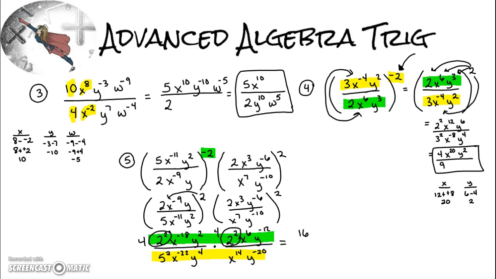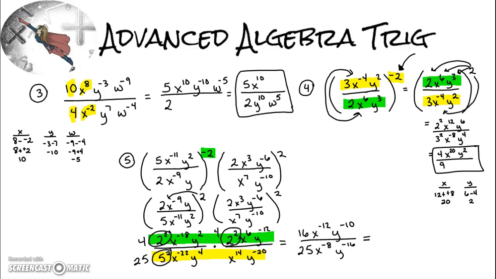Now with my x's on top, I'm adding negative 18 plus 6, that's negative 12. And with the y's, I'm adding their exponents. 2 plus negative 12 is negative 10. And then the bottom, same thing, I have a 5 squared down here, that's 25. And there's no number in the other denominator, so I just have 25. The x's, I'm adding negative 22 plus 14, which is negative 8. And with the y's, I'm adding 4 plus negative 20, which is negative 16.